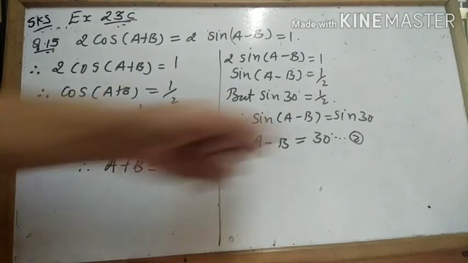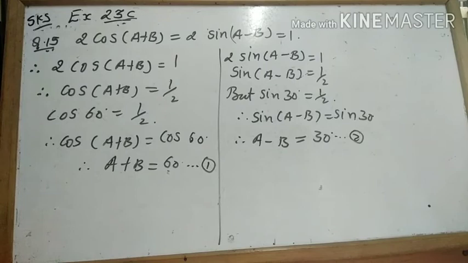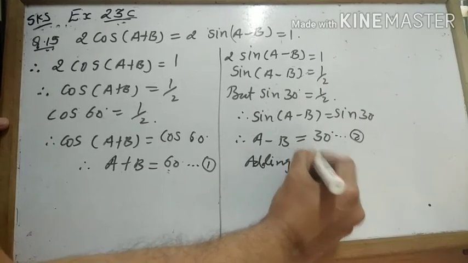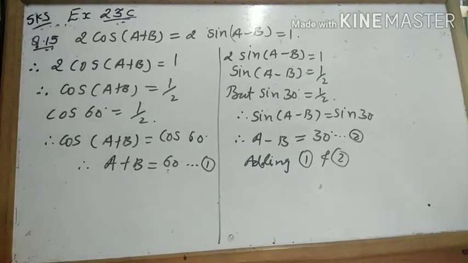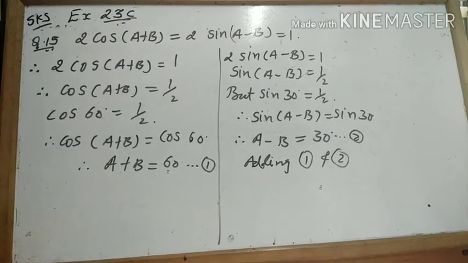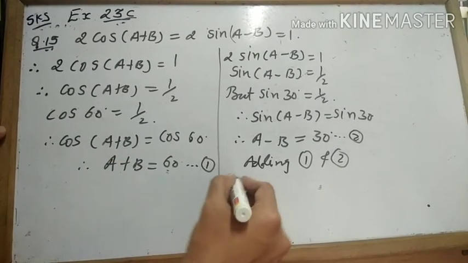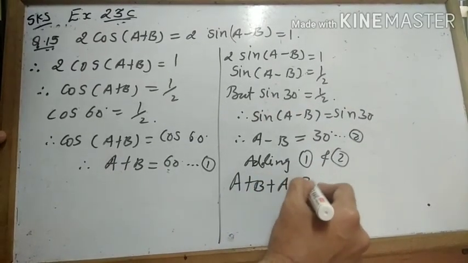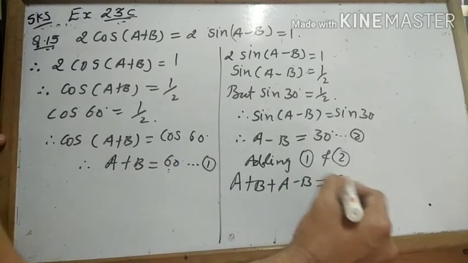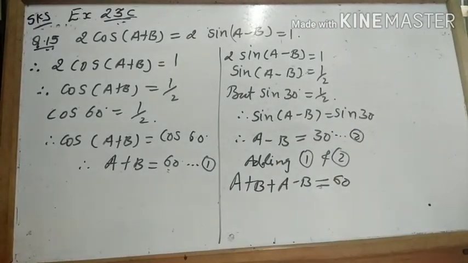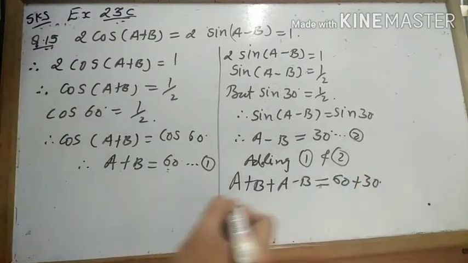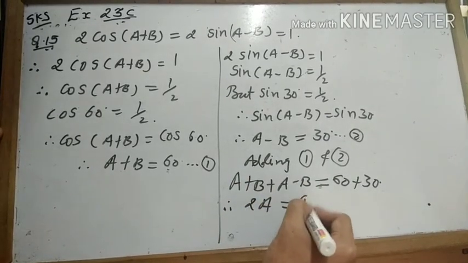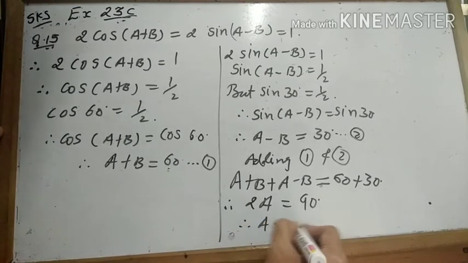Now I am having two equations, a plus b equal to 60 and a minus b equal to 30. What I am going to do, I am adding both the equations. Remember, whenever I add equations, left hand side will be added to left hand side and right hand side will be added to right hand side. So I'm having left side as a plus b in the first equation, which will be added to the left side of the second equation, a minus b. Right hand side of the first equation is 60, which will be added to the right hand side of the second equation, which is 30. So 60 plus 30. If you know the basic rules, a plus a is 2a, b minus b is 0. So 2a is 90, and the value of a you get as 45 degree.